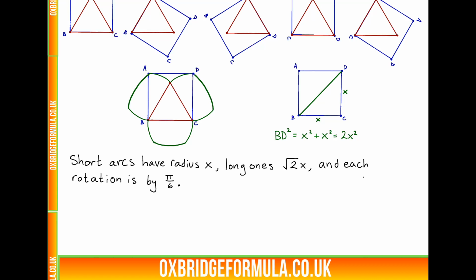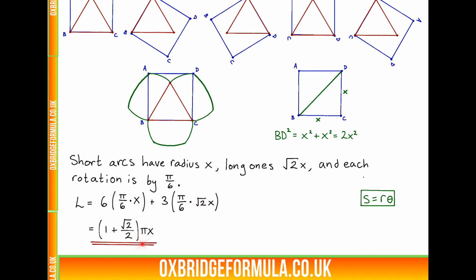We simply need to add up all of our arcs. We have 6 short arcs and 3 long ones. Remember the formula for our arc length is simply the radius times theta, when theta is in radians. And so our length is 6 lots of pi by 6 times x, plus 3 lots for our long arcs of pi by 6 by root 2x. We can take out a factor of pi and x that are in both, leaving us with 1 and root 2 over 2, giving us 1 plus root 2 over 2 times pi x for our length.